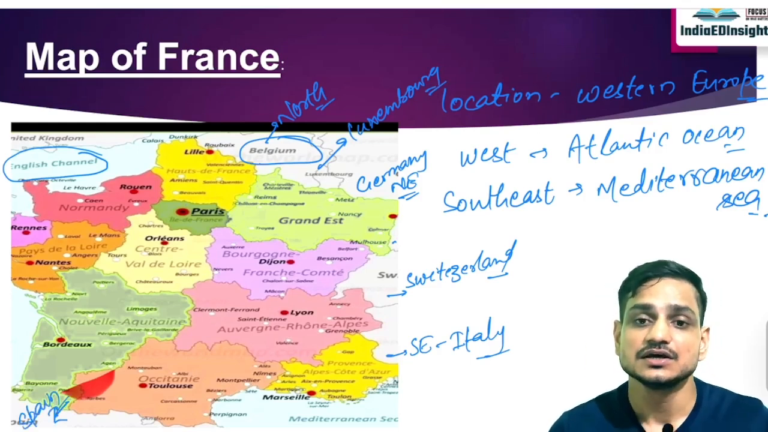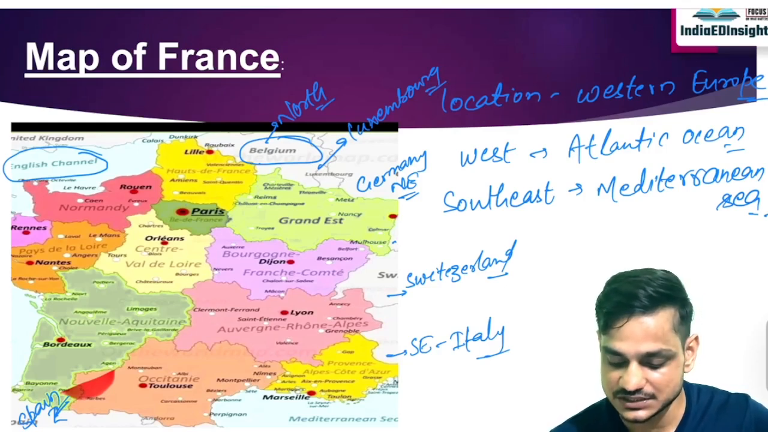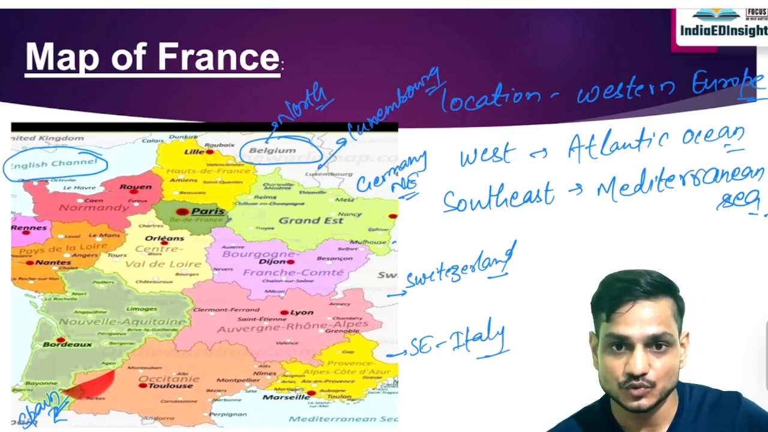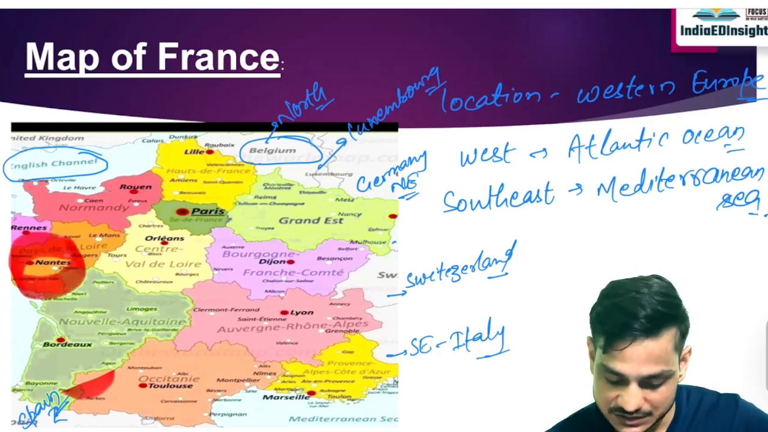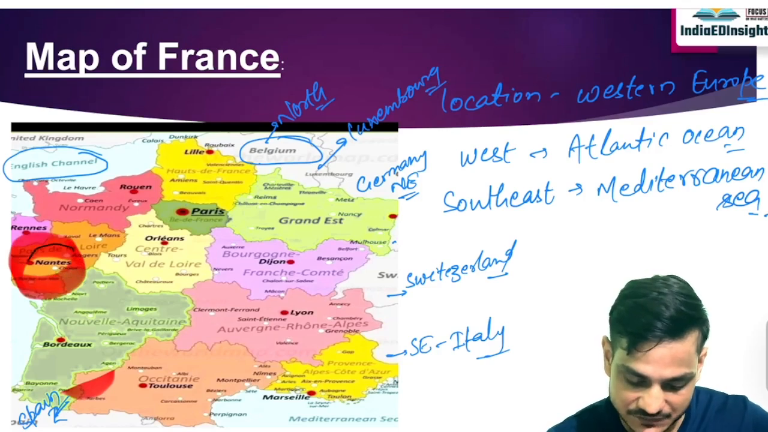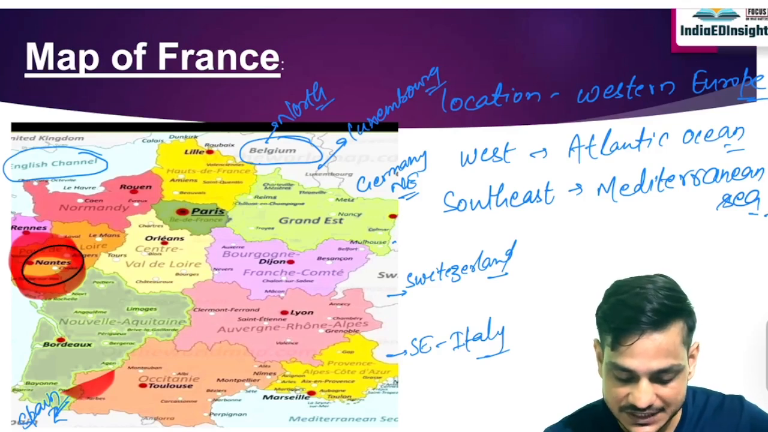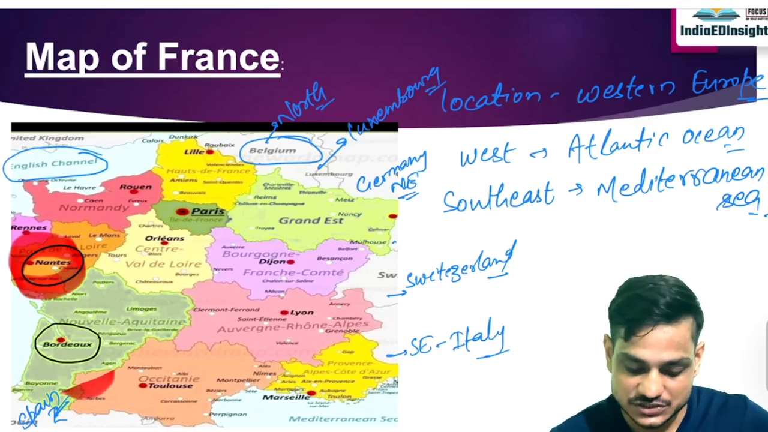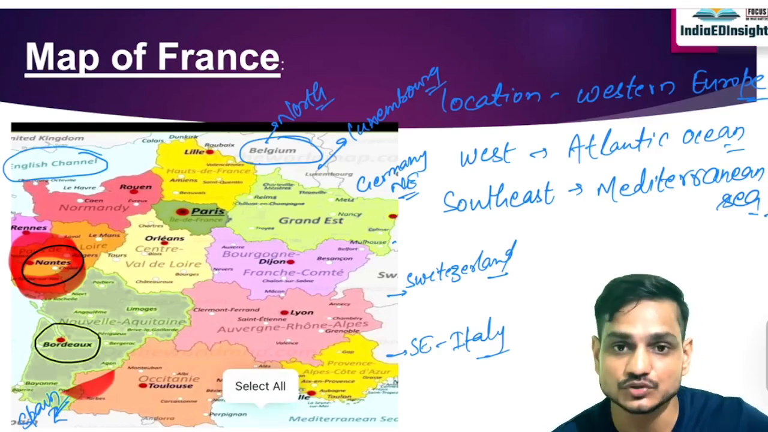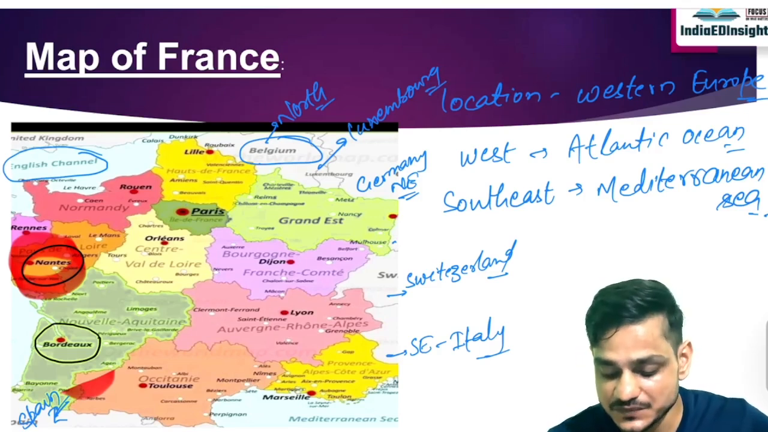Now we will discuss four main regions which are generally asked in examinations. These four are port cities and important places. The first port city is Nantes, which lies in the western part of France. There is one more port city, Bordeaux, which also lies in the west. One more important city lies in the south, that is Marseille.